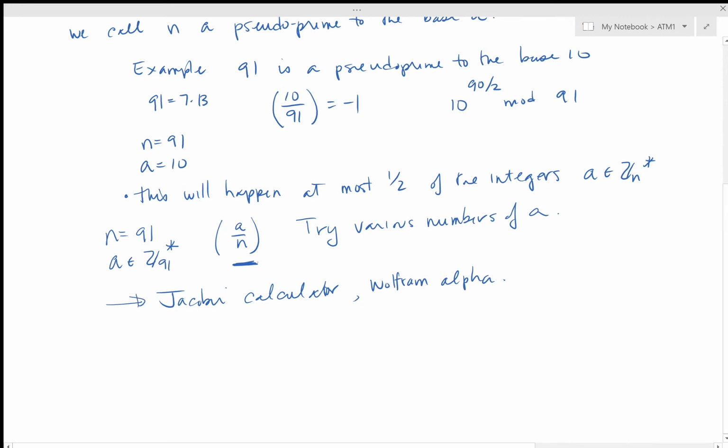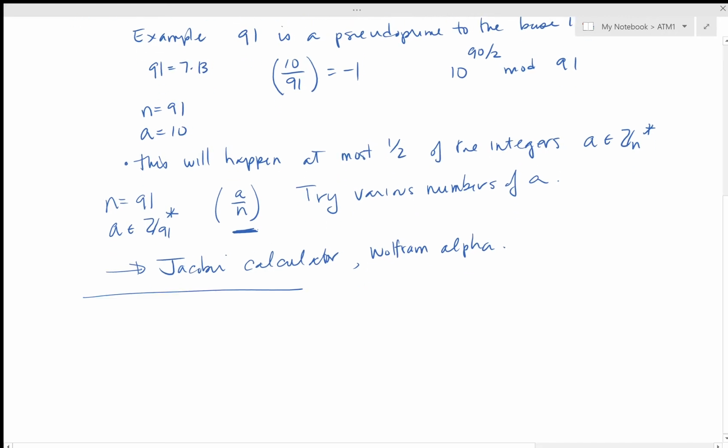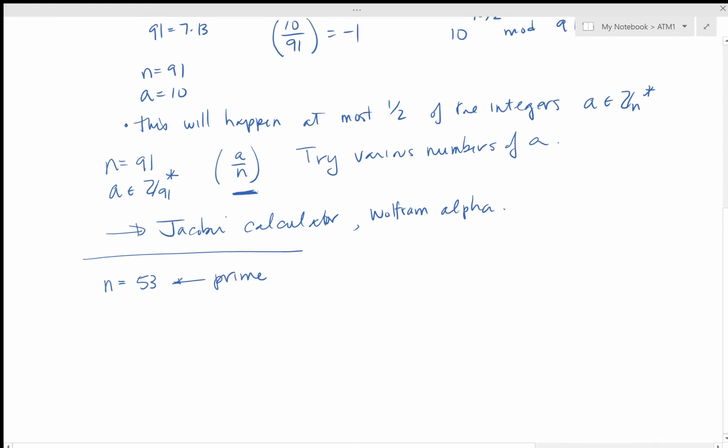So what I want you to do is, for the value of n equals 91, pick a whole bunch of different values of a, calculate the Jacobi symbol, and watch what happens. Then take a number that you know to be prime. Let's say, is 53 prime? I think 53 is prime, right? It doesn't have to be 53, but pick some prime number, take values of a in Z53 star, and compute the Jacobi symbol for a whole bunch of values of a. Try various ones. You will see that you don't get two answers. You'll always get the same answer. So try that out.